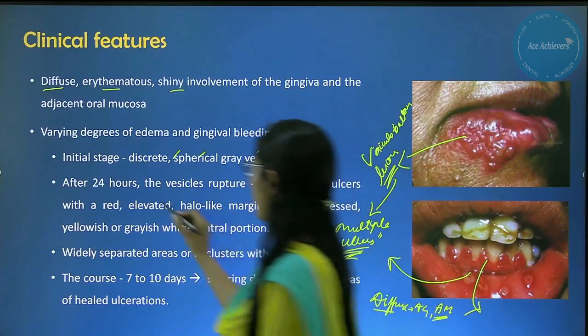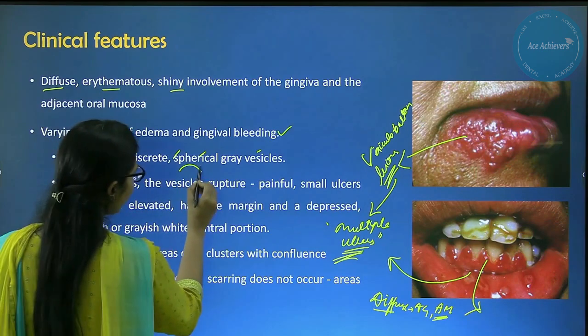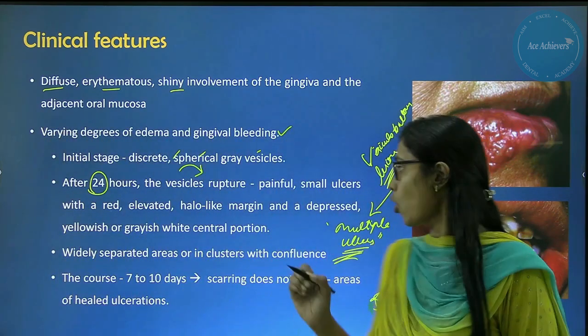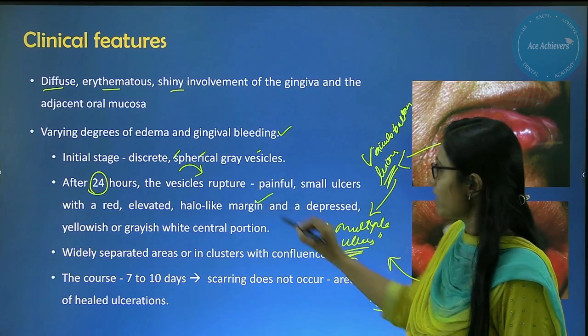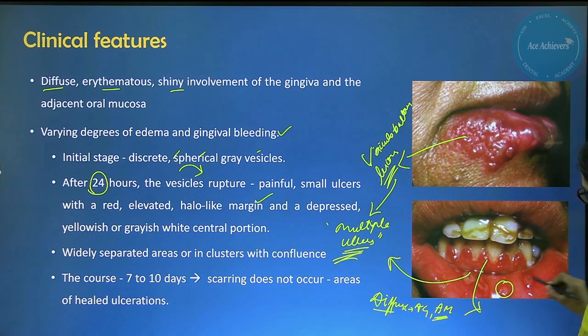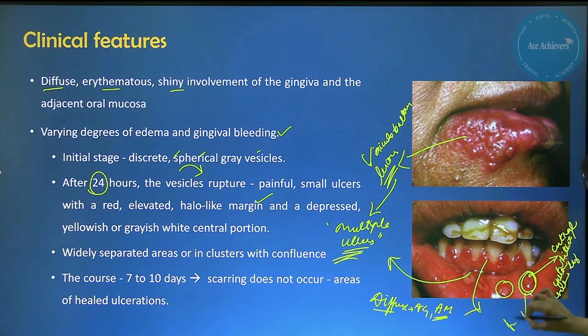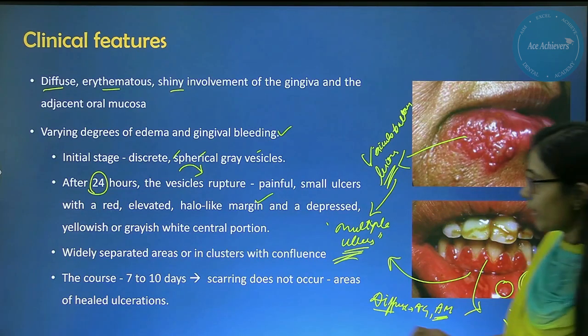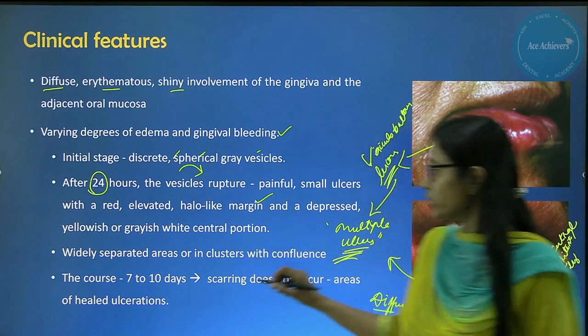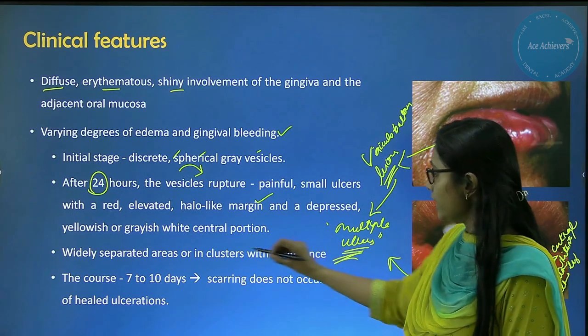So after 24 hours, the vesicle is going to rupture, which will lead to the formation of painful small ulcers with red elevated halo-like margins. These have a central whitish or yellow pseudomembranous layer, which is surrounded by an erythematous halo. Now these vesicles are going to occur either separately or in clusters with a confluence.